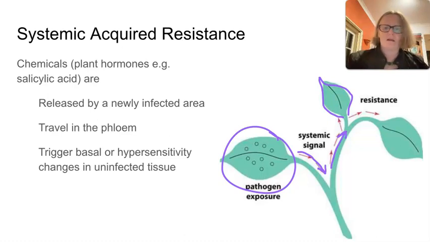It's a bit like the chemical is acting like a hormone. Now, it's not really a hormone because a hormone definition requires other things, but it is traveling. It's a plant hormone or a plant growth regulator. One example is salicylic acid. So those are 3 ways that plants can respond if they get attacked by a pathogen: a basic response, a hypersensitivity response, and a systemic acquired resistance response.